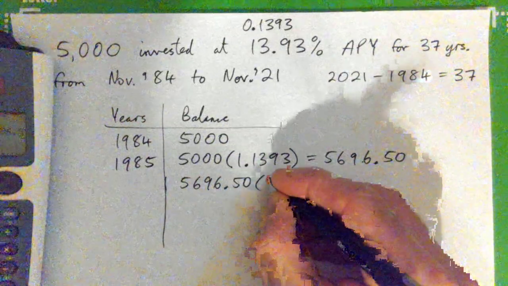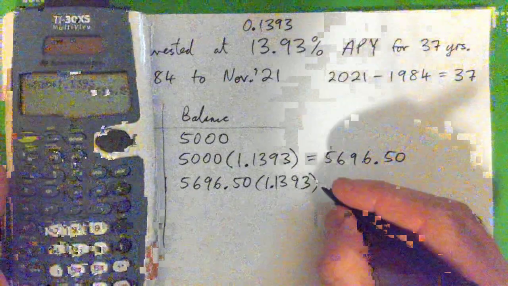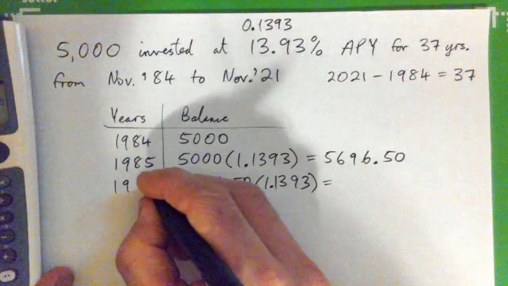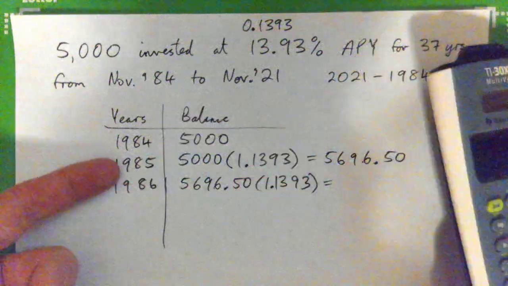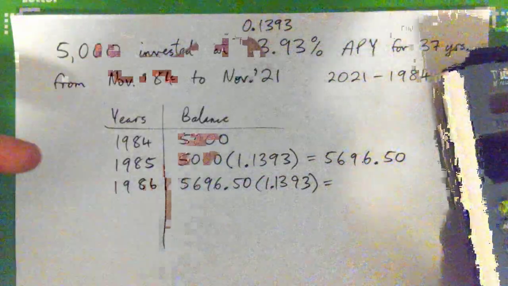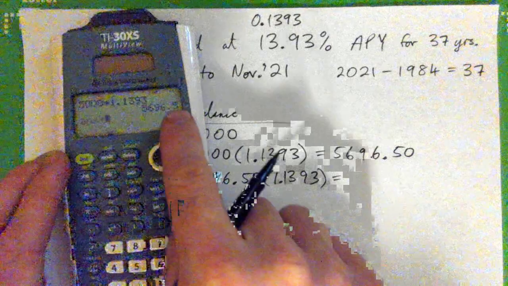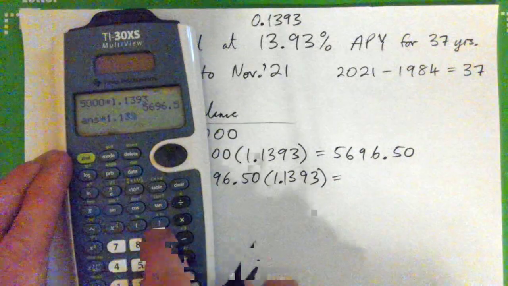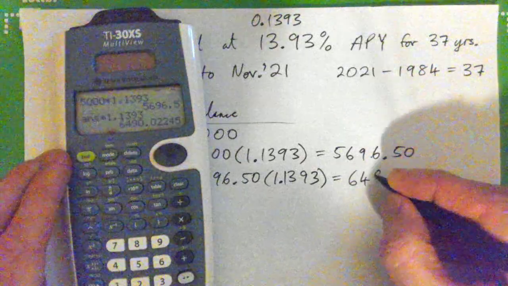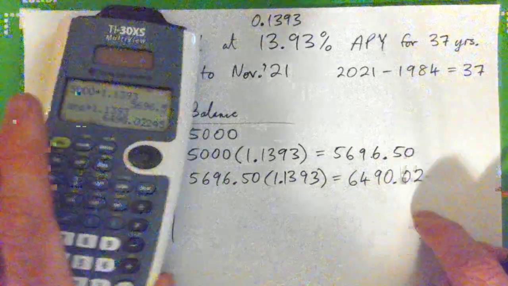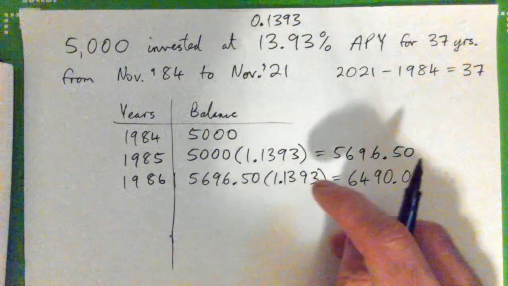So the next year, 5,696.50, and again you multiply by 1.1393, and we get what we have at the end of 1986. So this is how the thing works. It's compound interest, not simple interest. At the end, this is the yearly return. So this is how we would calculate the annual return. So it's like annual compound interest, right? So that number times 1.1393, and now we have $1,490.02 in the fund. And yeah, it's going up pretty quick.